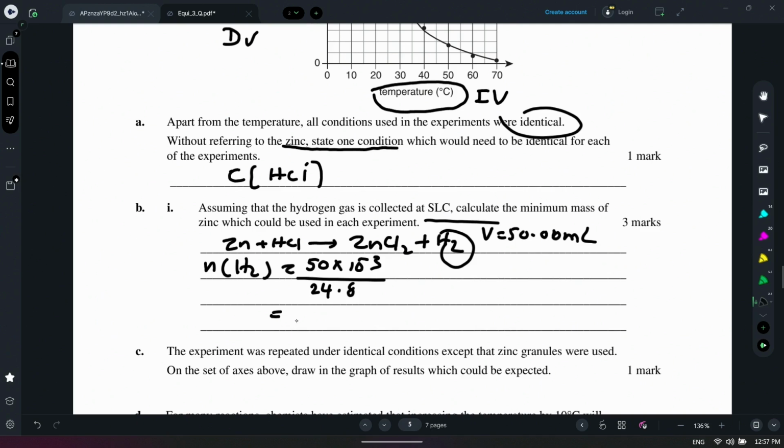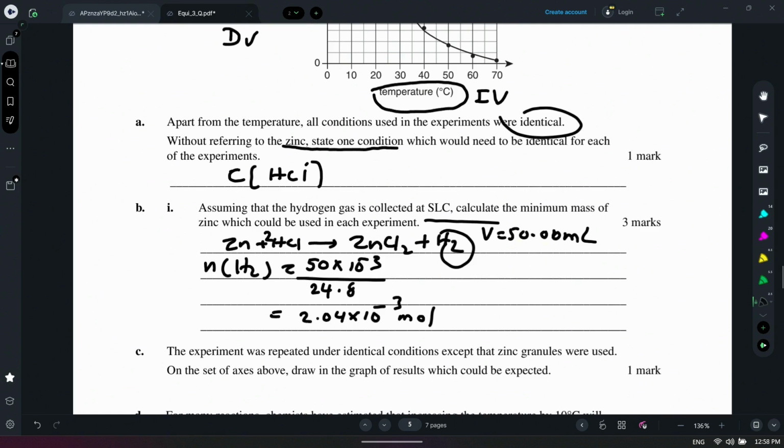Then the number of moles of hydrogen is 2.04 times 10 to the power minus 3. Maybe it's going to be a little bit lower than that, because they have used 24.5 in the answer. So that's the number of moles of hydrogen.